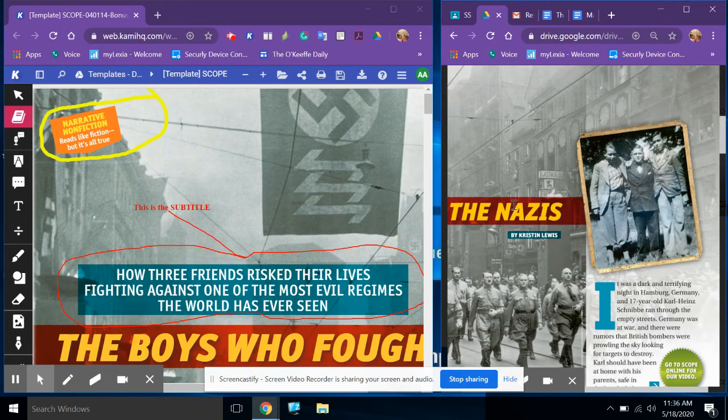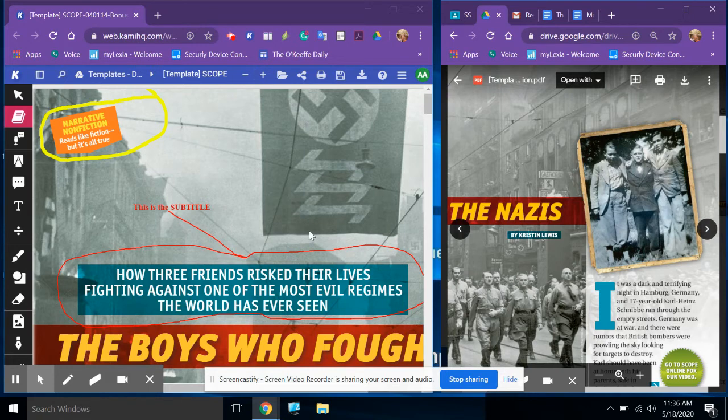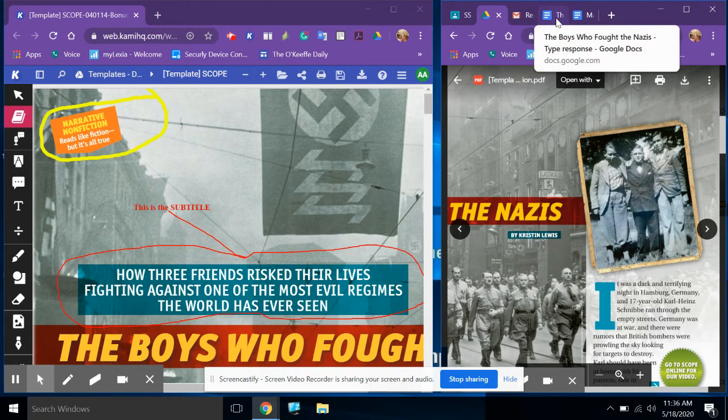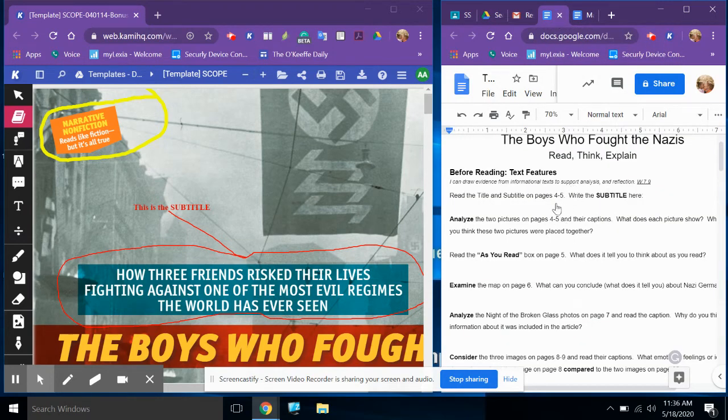The subtitle is above the text, but you know it's a subtitle because the words are smaller: How Three Friends Risked Their Lives Fighting Against One of the Most Evil Regimes the World Has Ever Seen. So on your paper or in your doc, you're going to write the subtitle, How Three Friends Risked Their Lives Fighting Against One of the Most Evil Regimes the World Has Ever Seen. So that's the answer to the first question.